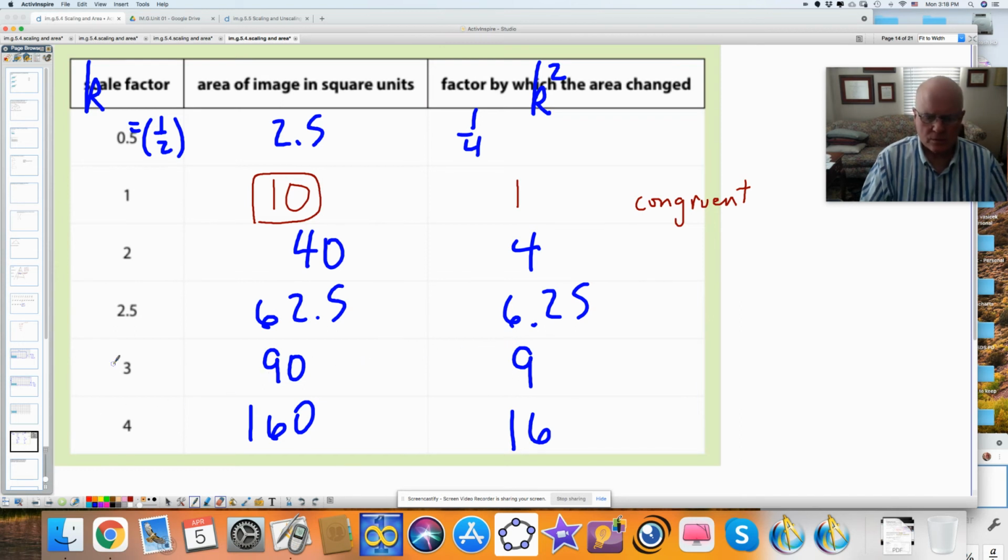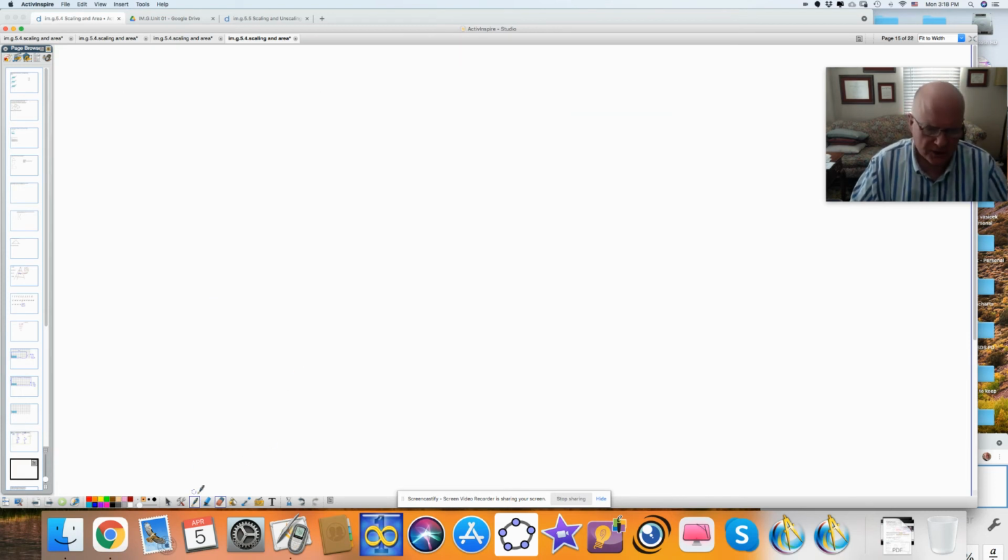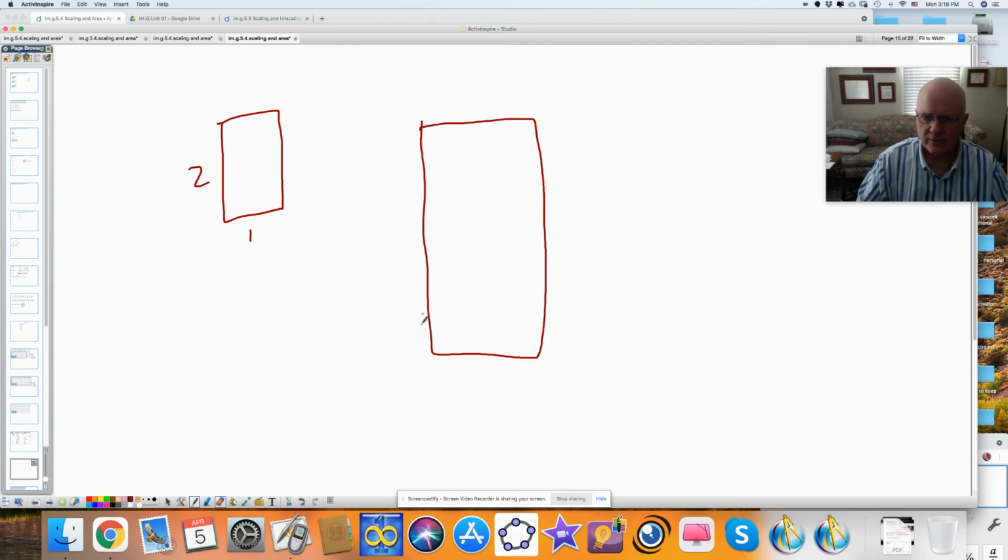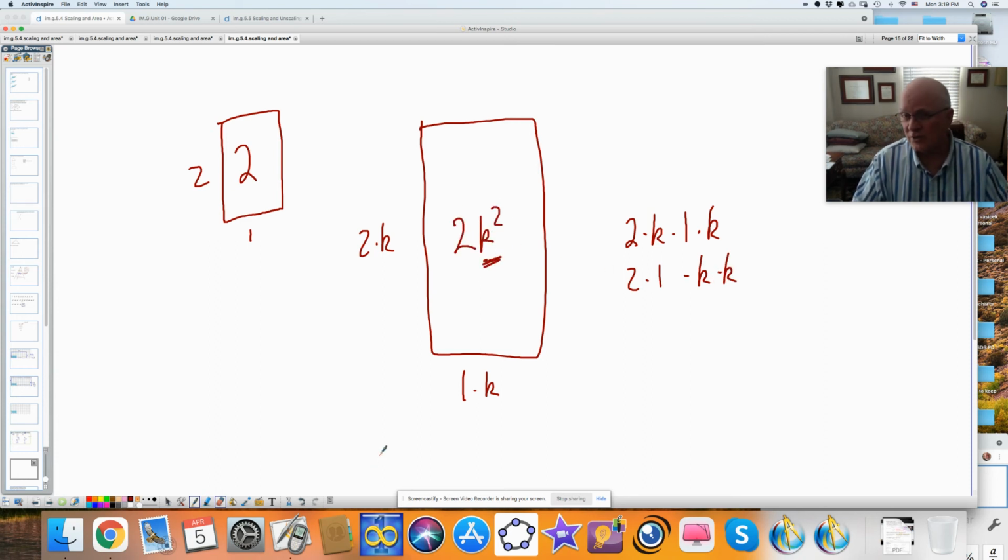And the next question said, well, what if you had a rectangle. What's the area of a rectangle? It's length times width. And then it said, what if you have a 1 by 2, and you were scaling this up by a scale factor of k? This would be 1 times k. This would be 2 times k. My area here is 2. My area here is going to be 2 times k times 1 times k, which is 2k squared. This goes up by a factor of k squared.